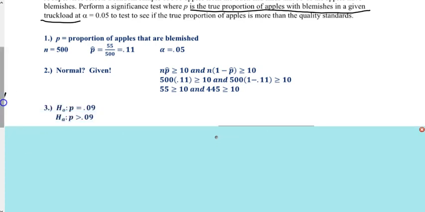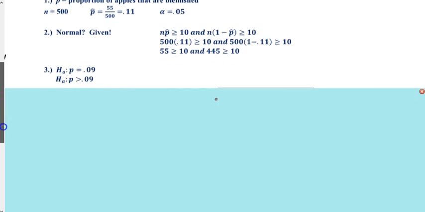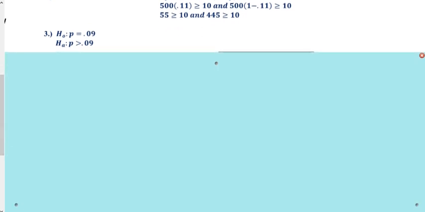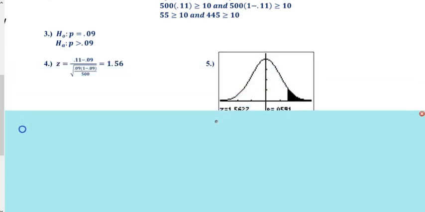Now, step 3, state your H0 and your Ha. So H0 has got to be p equals 0.09, right? That's the limit. And Ha is p greater than 0.09. In other words, we don't want more than 9% blemishes. Step 4 and 5.